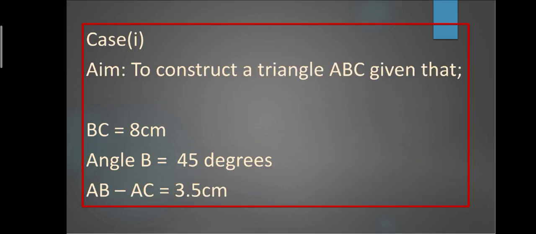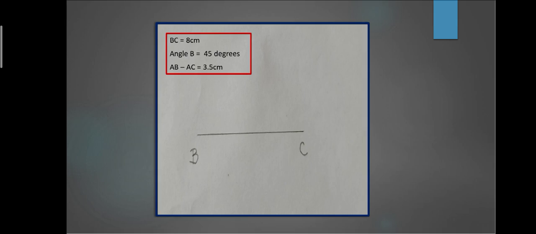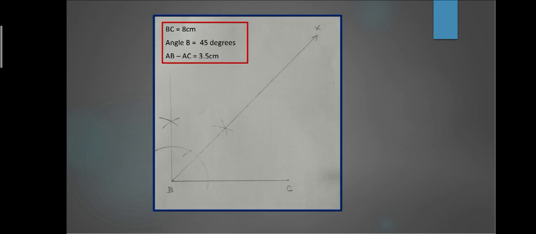So let's take an example of the first case. We are going to construct a triangle ABC in which BC is 8 centimeters, angle B is 45 degrees, and AB minus AC is 3.5 centimeters. The first step is to draw a line segment BC of 8 centimeters. Now we are going to construct angle B of 45 degrees. So first we construct 90 degrees and then bisect it to get 45 degrees. So angle CBX is 45 degrees.